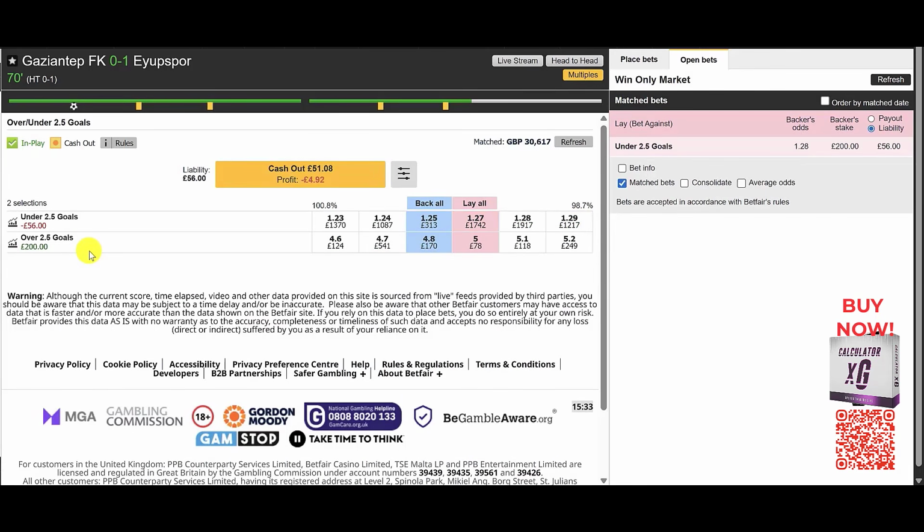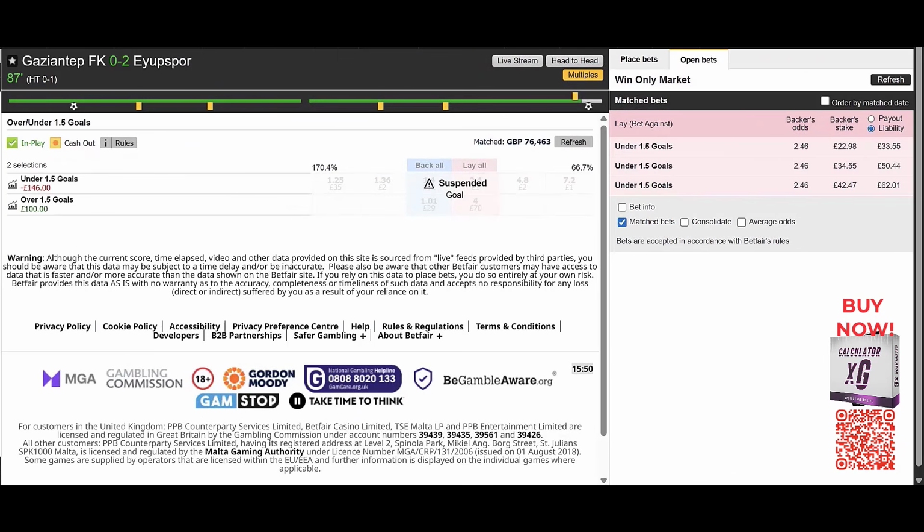So anyway, 70 minutes on the clock. Let's see what happens. We're obviously expecting another goal in this one. Let's see if and when it arrives. 87 minutes on the clock. The goal that we were expecting has arrived, and it's gone to the team that we were expecting also. So that obviously closes the 1.5 goals market.